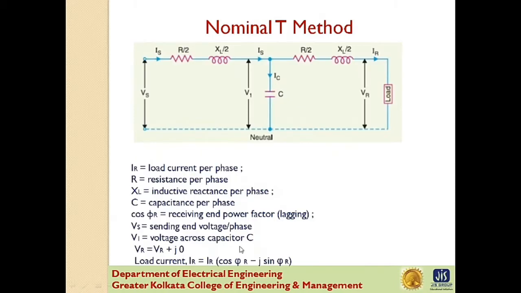Next method is the nominal T method. Now in this method the whole capacitance is assumed to be concentrated at the middle of the line, and half of the line resistance and reactance are lumped on either side. Therefore in this arrangement the full charging current flows over half of the line.